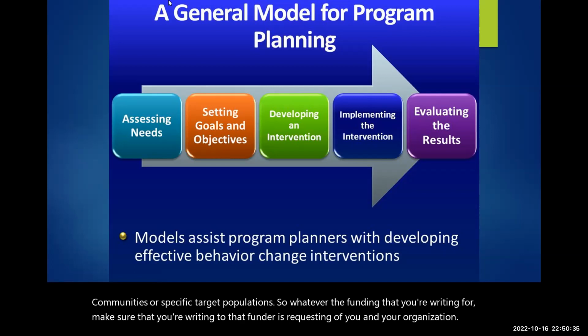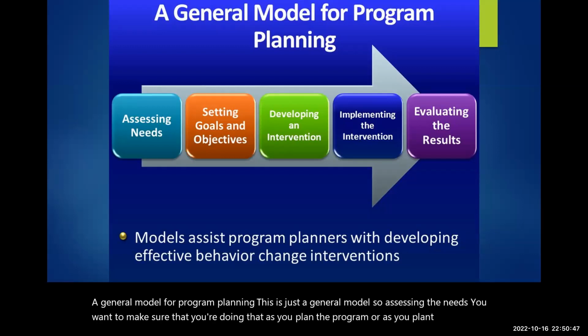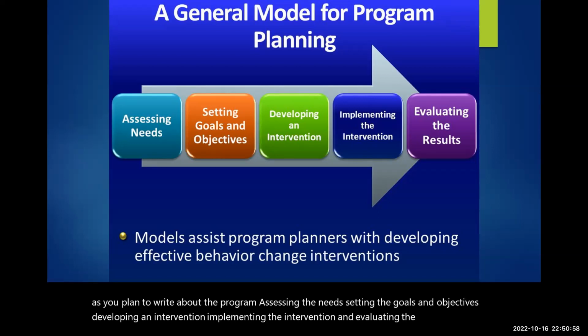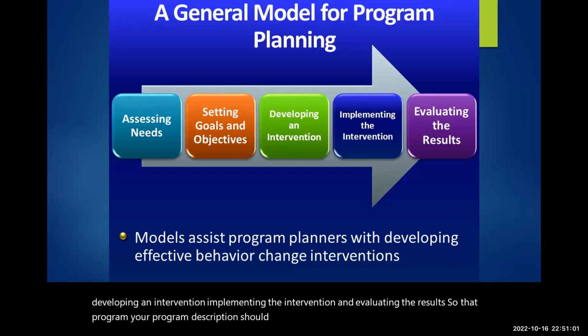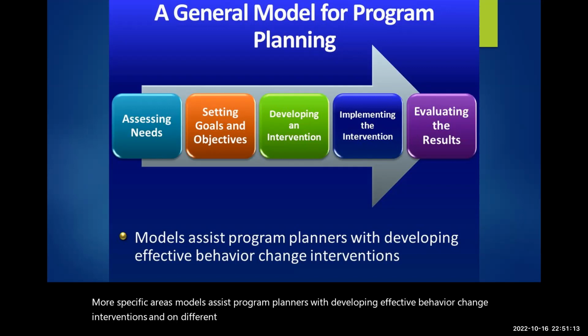A general model for program planning is, and this is just a general model. So assessing the needs, you want to make sure that you're doing that as you plan the program, or specifically as you plan to write about the program: assessing the needs, setting the goals and objectives, developing an intervention, implementing the intervention, and evaluating the results. So your program description should have all of these specific areas. Models assist program planners with developing effective behavior change interventions, and on different levels, macro level specifically is what we're referring to.